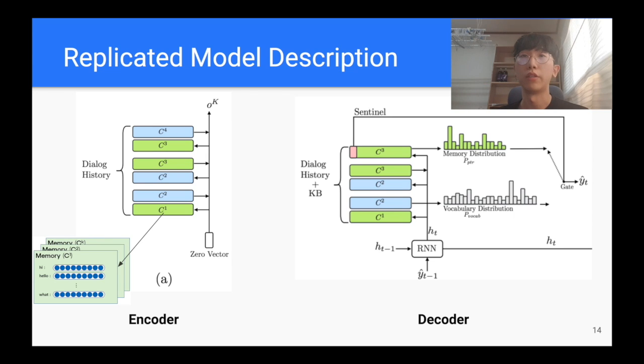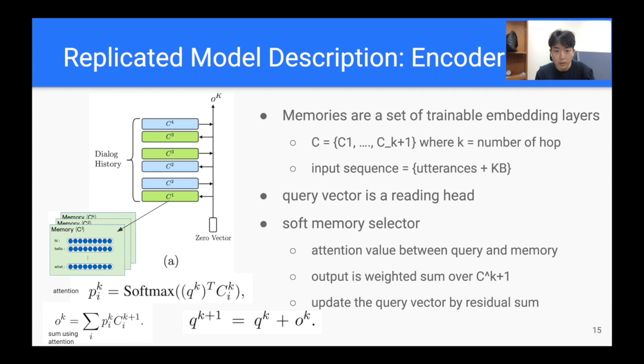Now we will look into each one of the components. The encoder consists of memories, which is a set of trainable embedding layers. You can see C1 to C4 in this figure. The query vector is a reading head over the memories, and it begins with 0. A soft attention mechanism updates the query vector. First, as you can see in the equations, it gets attention P by doing a dot product over the query and the current hop. Then the output is a weighted sum over the next hop.